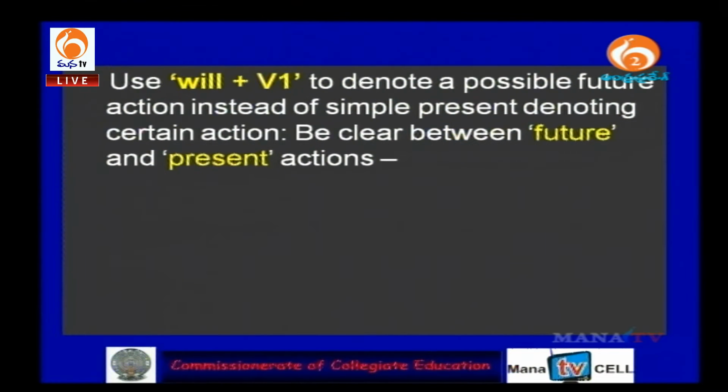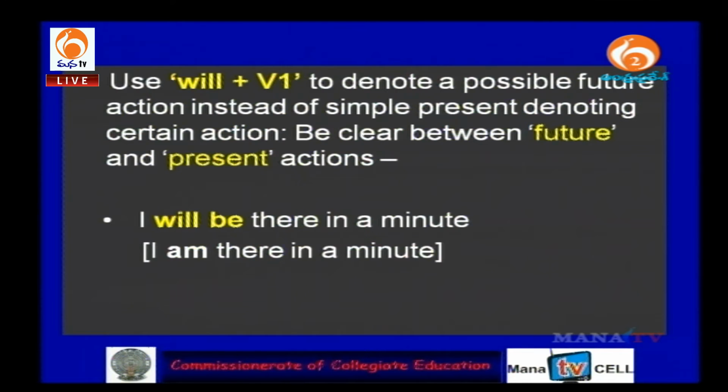Now look at the possibilities. What I am trying to say is there are so many options in English to represent the future time in the place of future tense. So we need not use future tense at all to represent future actions. So what are the other possibilities? Now look at this slide. Normally we use will plus V1 to describe a future possible action instead of simple present denoting a certain action. But we have to be very careful in between using future tense and present tense in actions.